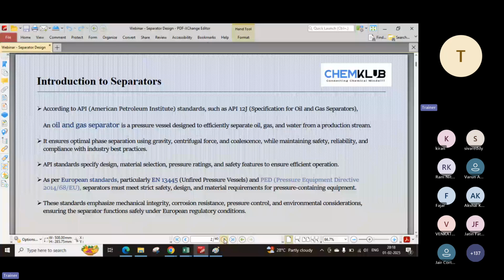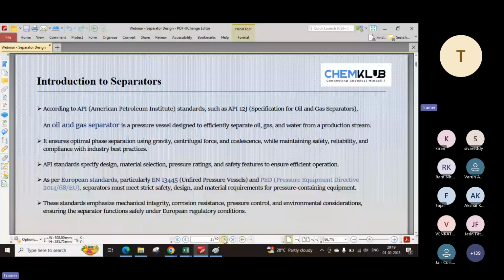In the same way, when we have any separators with very high vapor volumes, then based on the vapor or gas to liquid ratio, we define what kind of orientation we require. When you have a very high concentration or very high flow rates of gases, then we generally go for verticals. Whereas when we have a very high quantity of liquid, then we generally go for horizontal. We will come to that later in this presentation as well.